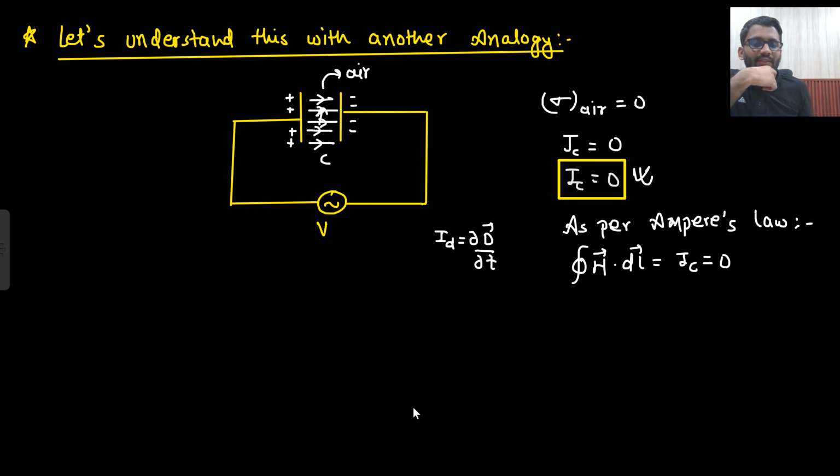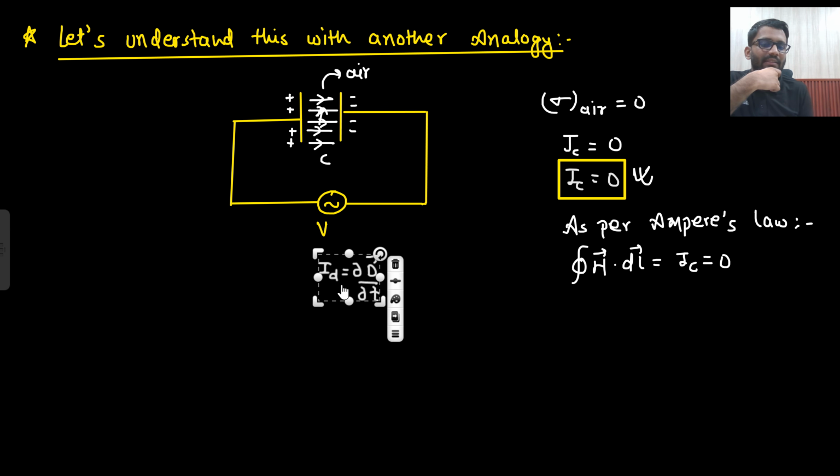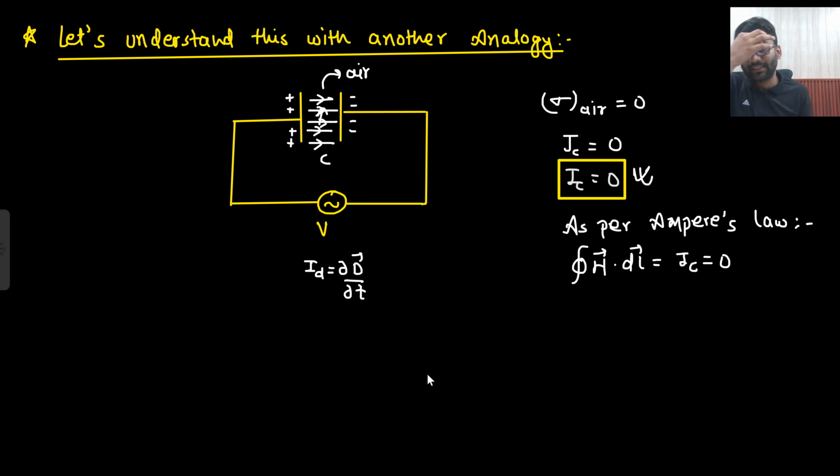So I_D equals, as per Ampere's law, certainly there has to be some current. Now what is the magnitude of that current? I need to find the magnitude of that current. So the magnitude is, sorry, not minus, del D by del T. That is the magnitude of that current. So can I write it down in this manner? Is there any doubt? No doubt.